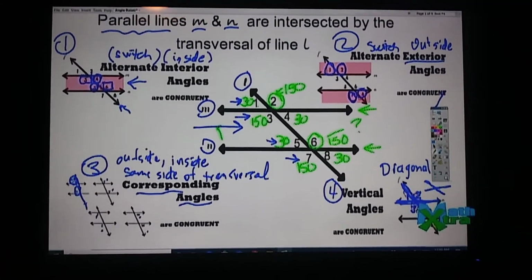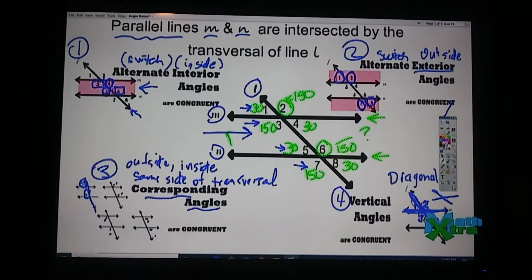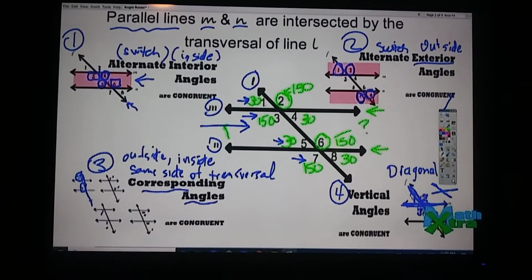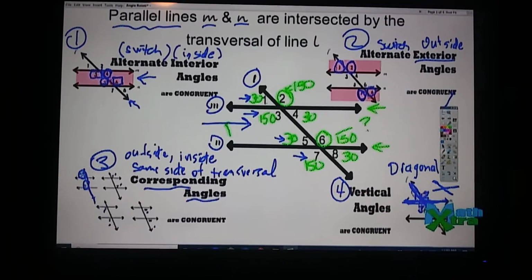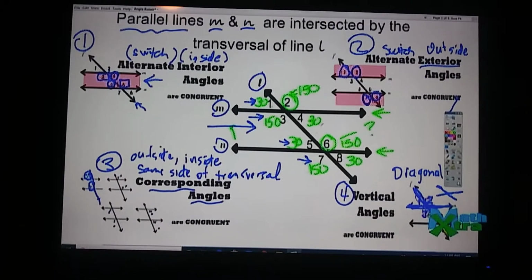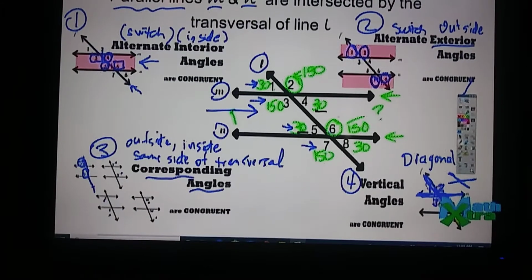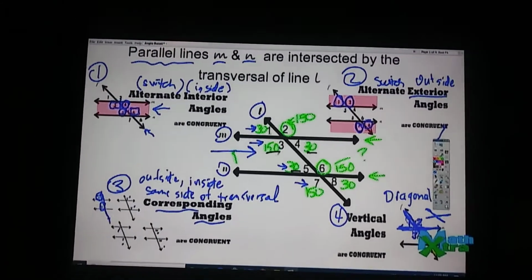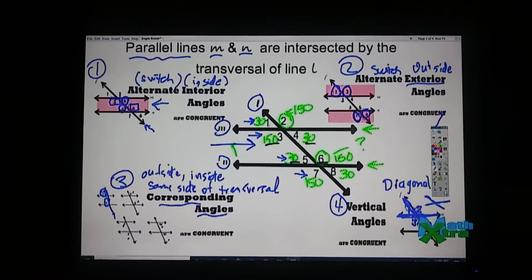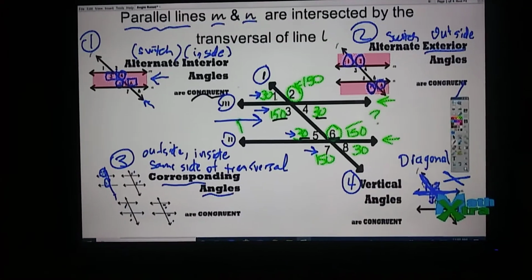Okay? So what do we notice about every angle that I've gone through? Let's look, okay? Because it's very important. So when we look at the angle measurements, if I'm talking about alternate interior angles on top left, we said alternate interior angles switch on the inside. So angle 4 and 5 are alternate interior angles, and notice that angle is 30. Angle 3 and angle 6 are alternate interior angles, and notice that angle is 150. Those angles are congruent.